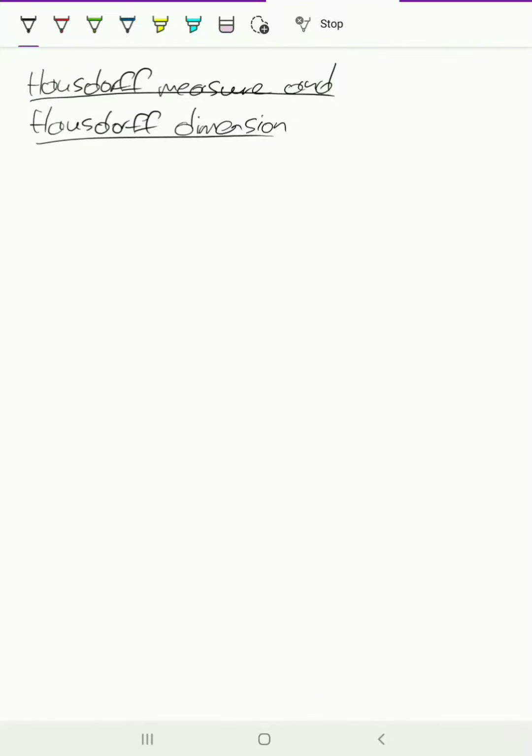Again, this time we'll talk again about the Hausdorff measure and the Hausdorff dimension, this time in relation to Hölder continuity and Lipschitz continuity. So let me first tell you what it is. Probably you've already heard of it, but let me write it down.